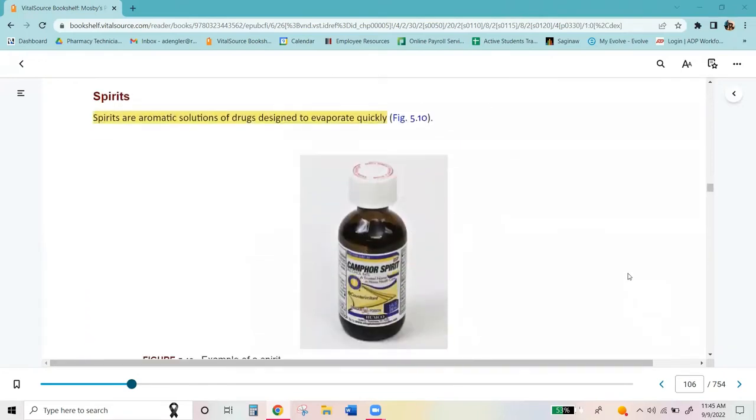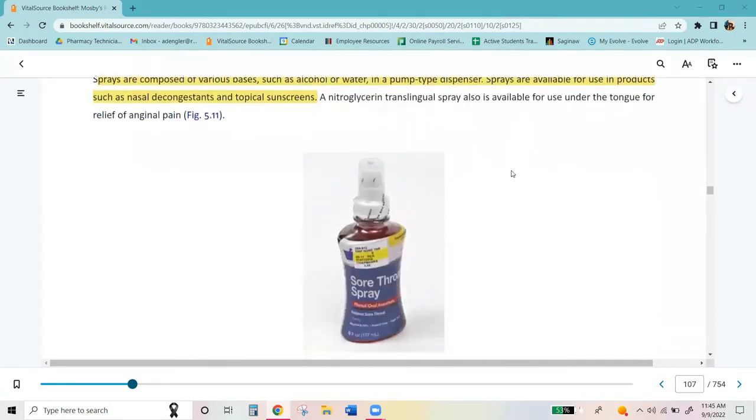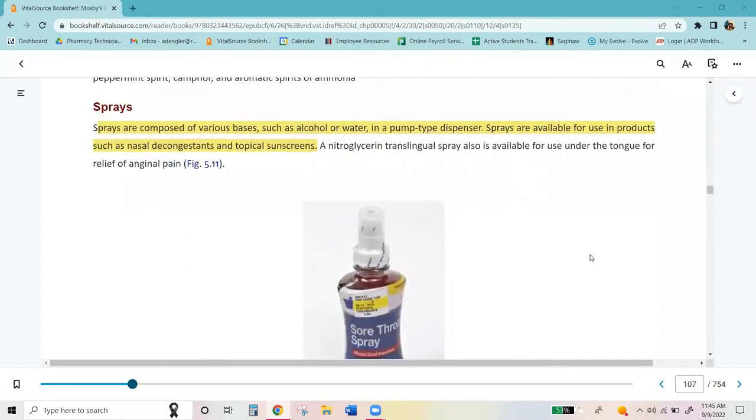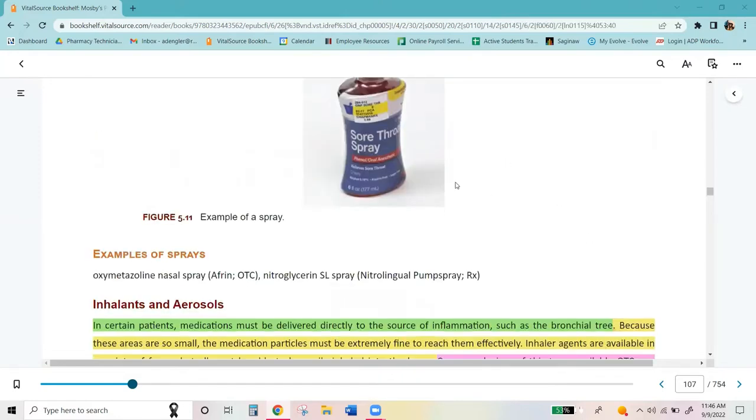Spirits are aromatic solutions of drugs designed to evaporate quickly. Sprays are composed of various bases, such as alcohol or water. They are in a pump type dispenser. They're available for use in products such as nasal decongestants and sunscreens. There's also the nitroglycerin translingual spray that's used for chest pain. And then, of course, here's the sore throat spray that's over the counter.